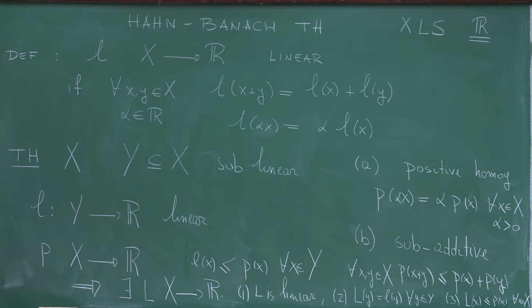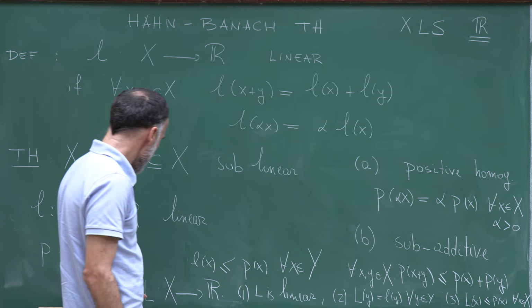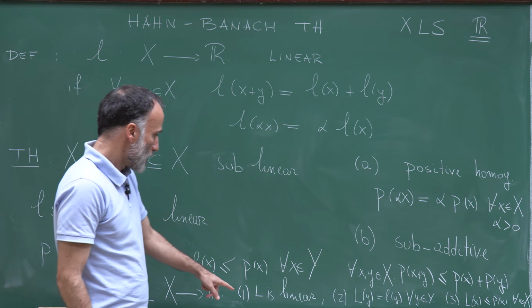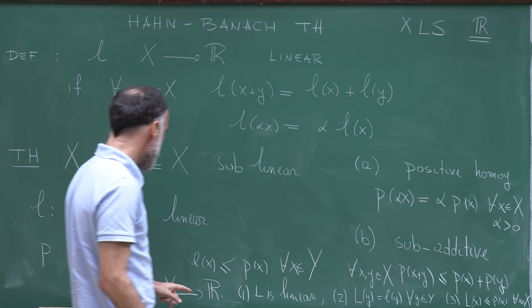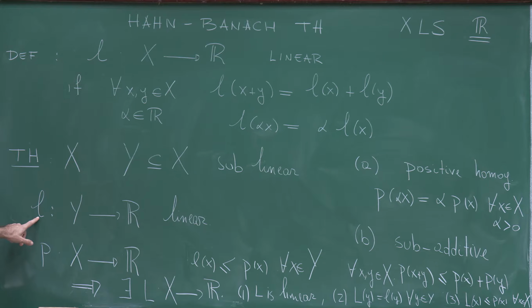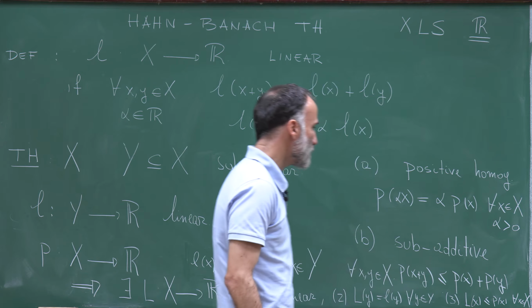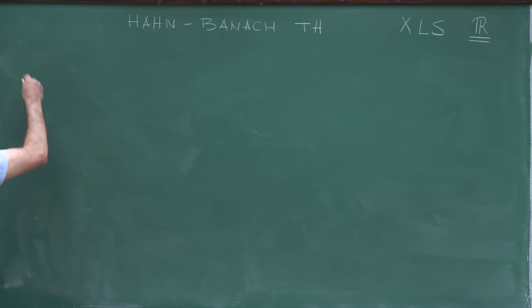So under these assumptions, we can prove the existence of a functional L defined on the whole space. So it's linear and it's an extension of this linear functional small l, and which is still bounded by Px. So this is the statement of the Hahn-Banach theorem, and I will prove the Hahn-Banach theorem based on Zorn's lemma in this lecture. So here's the proof.